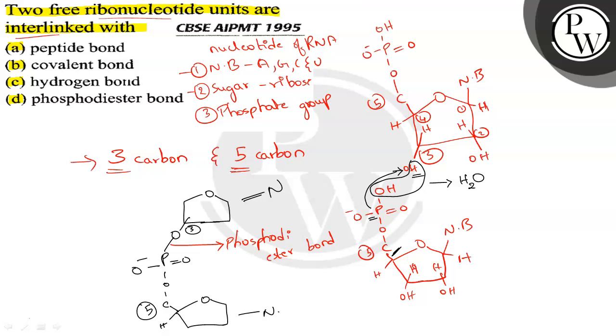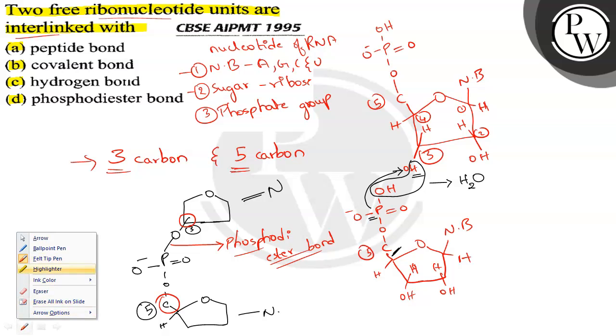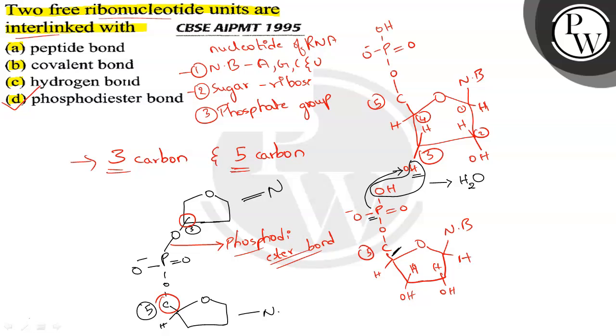So through this bond, the third carbon and the fifth carbon of another nucleotide are attached with each other. So this is how the link is formed with the help of the phosphodiester bond. So in the given options, option D, phosphodiester bond, is the correct option. With phosphodiester bonds the two nucleotides are interlinked with each other.